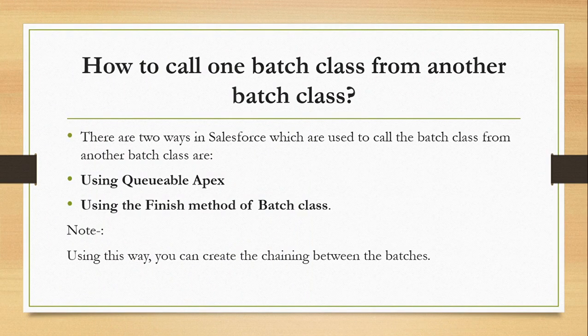How to call one batch class from another batch class? There are two ways in Salesforce which are used to call a batch class from another batch class, that is using SOQL Apex or using the finish method in the batch class. In this way, you can create chaining between the batches.